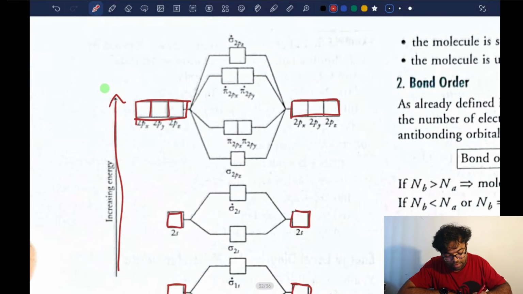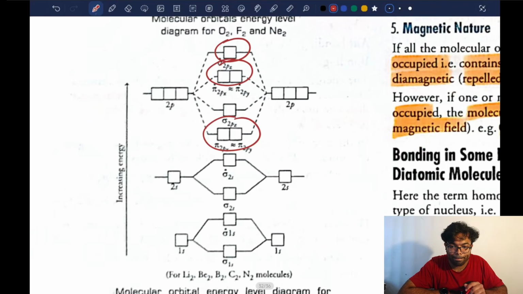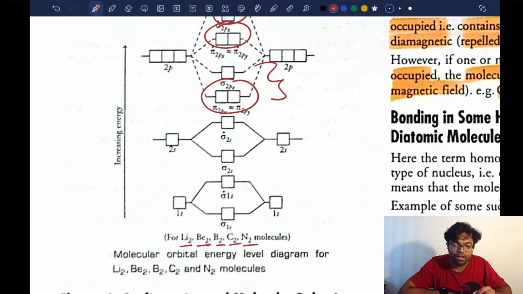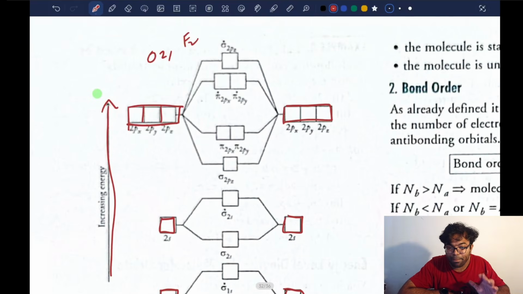So here sigma pi pi sigma, this is for what? Oxygen and fluorine. But in the case of the others, what happens? You have pi sigma pi sigma. For lithium, beryllium, boron, carbon, nitrogen, all these diatomic molecules will have these two orbitals flipped from that of oxygen and fluorine. So again I'm saying sigma pi pi sigma for oxygen and fluorine, pi sigma pi sigma for the rest of the diatomic molecules of the second period.